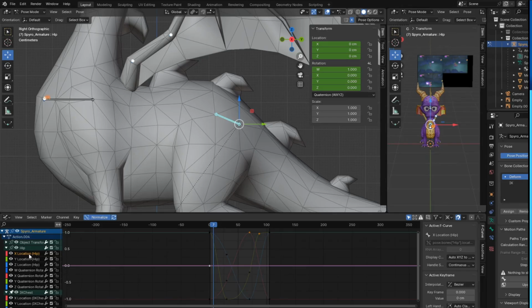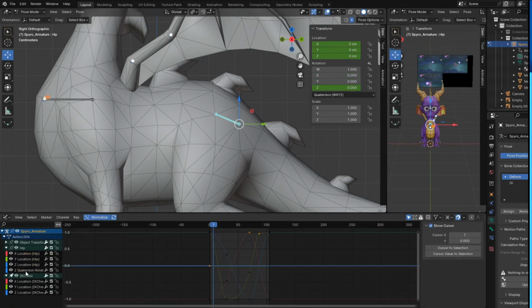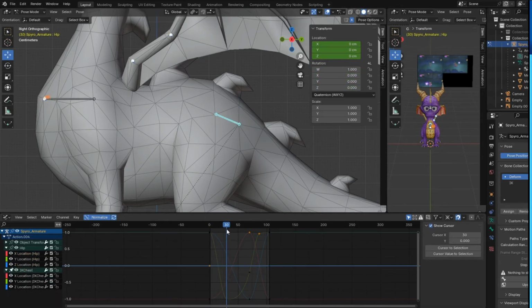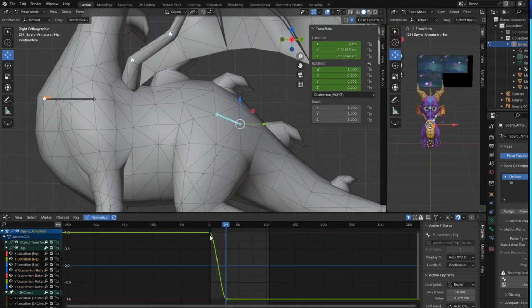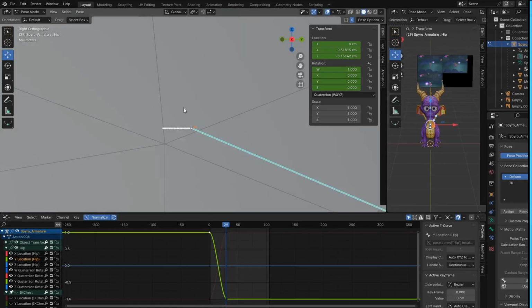The approach is very much the same with his hips, although there isn't nearly as much movement as there is in his chest. I only needed about 2 keyframes and very little adjustment to make it feel right.